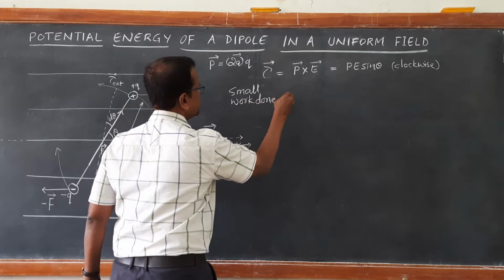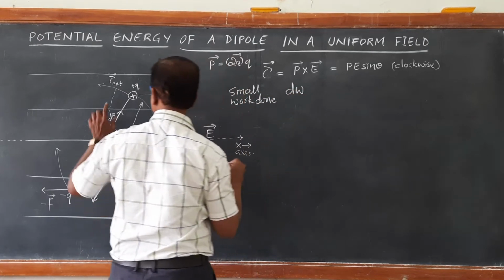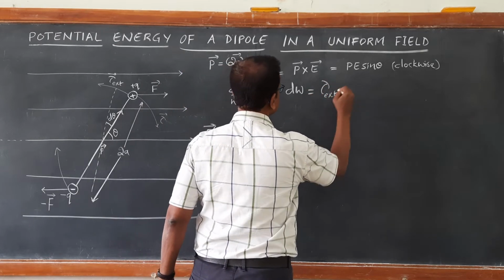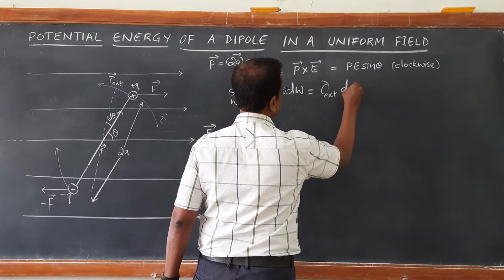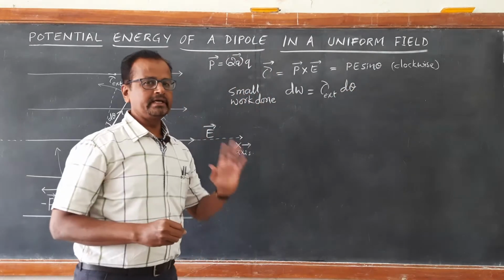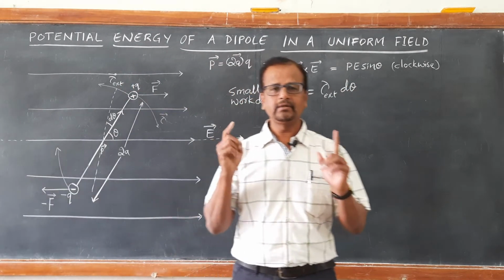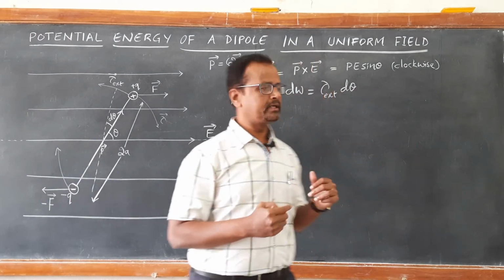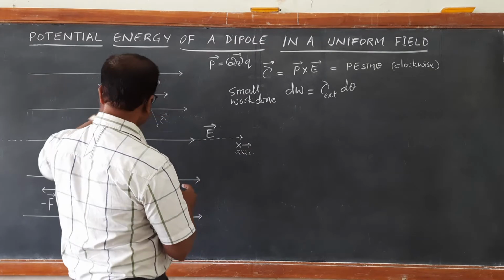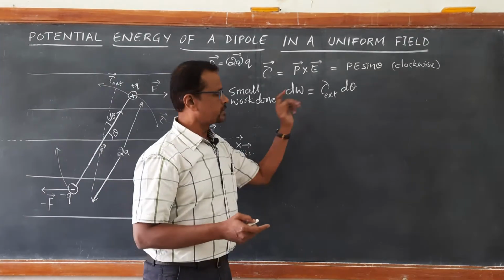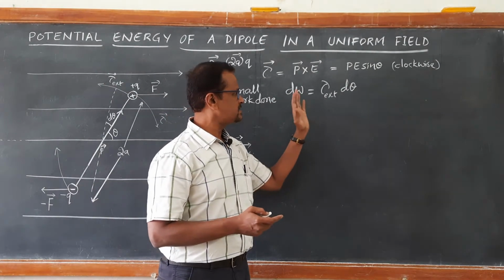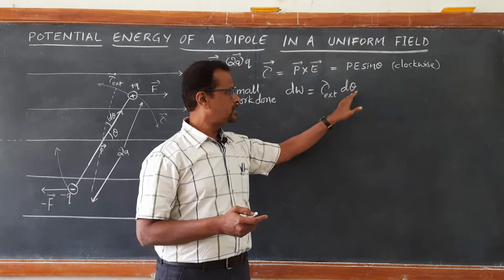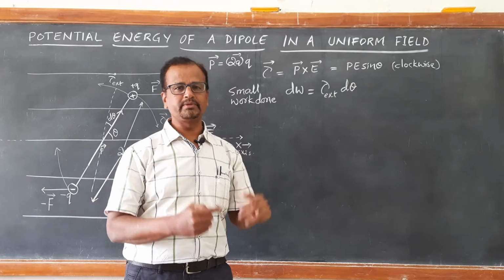Small work done dW by exerting external torque is given by tau external into d theta. You see, in case of linear motion, we have seen that the work done is equal to force into displacement, whereas in case of rotational motion, turning motion, the work done is calculated as torque multiplied by angular displacement. Force is replaced by torque, displacement is replaced by angular displacement, right?